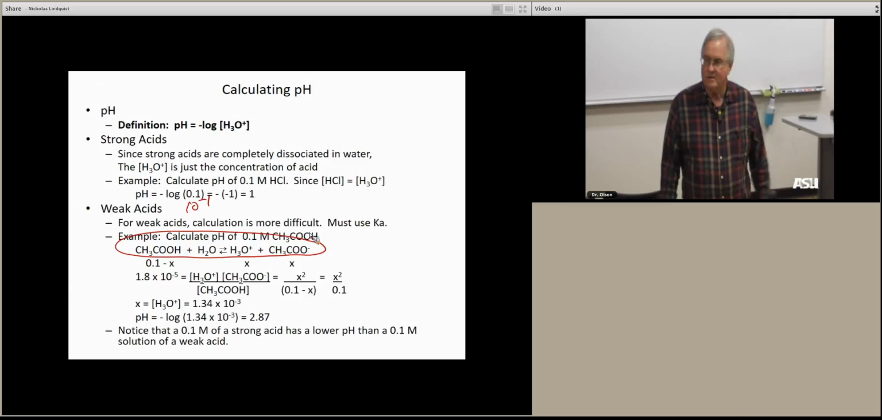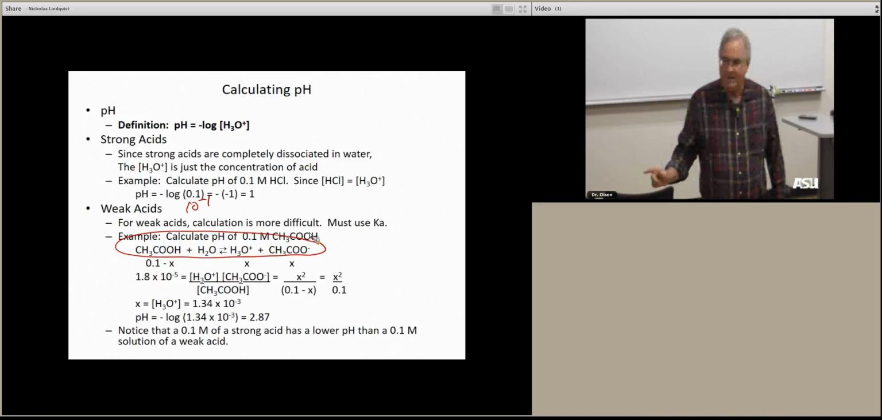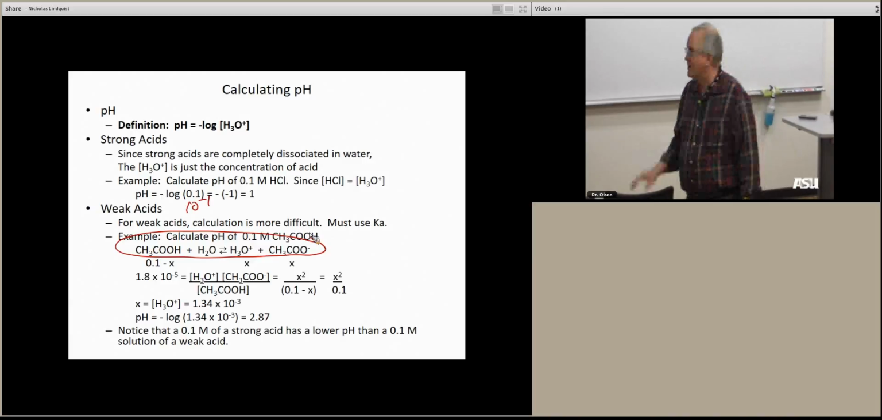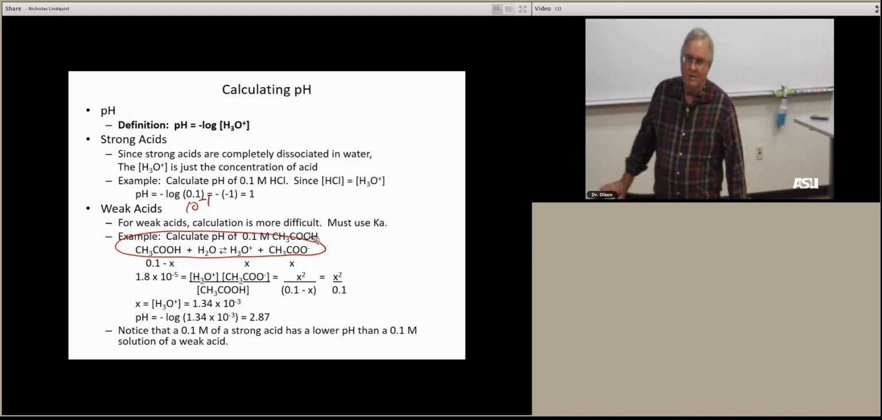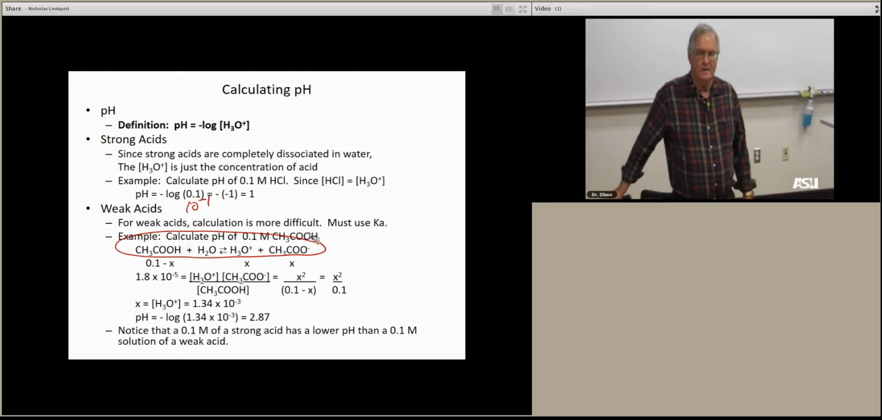I have to use the equilibrium constant. So the equilibrium constant is products divided by reactants. Remember, we don't include the concentration of water when we're writing the equilibrium constant. So it's H3O plus times acetate divided by the concentration of acetic acid that remains at equilibrium.